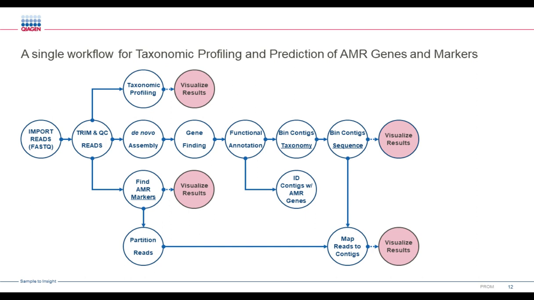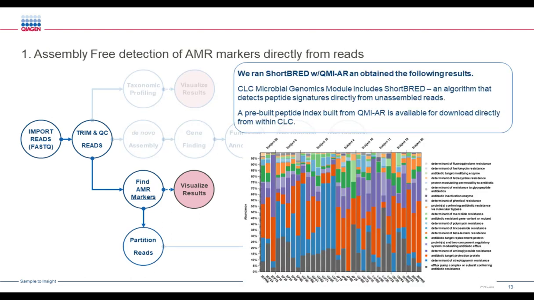And the goal of this single workflow is to do both taxonomic profiling and AMR marker identification in an assembly-free context, and then also do de novo assembly, gene finding, annotation, and binning, which then will allow us to identify the specific contigs of sequences and the associated genes that have antimicrobial resistance markers associated with them.